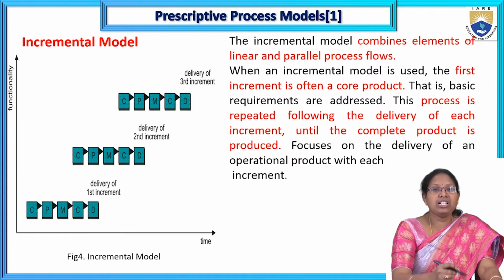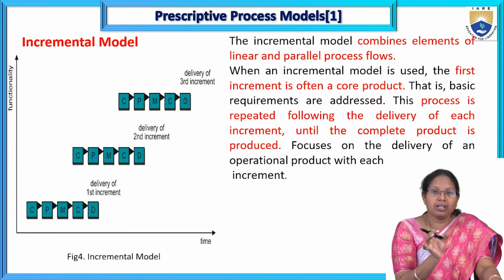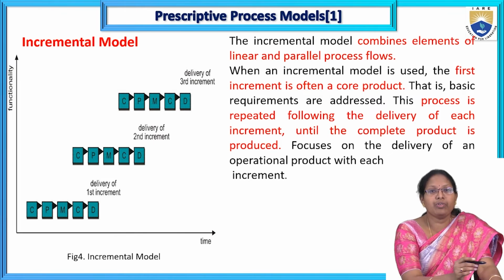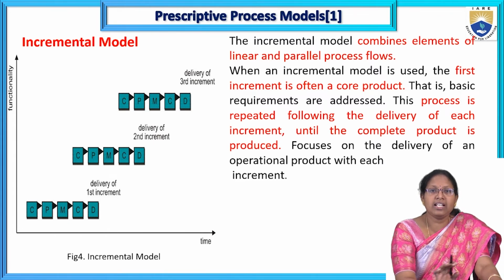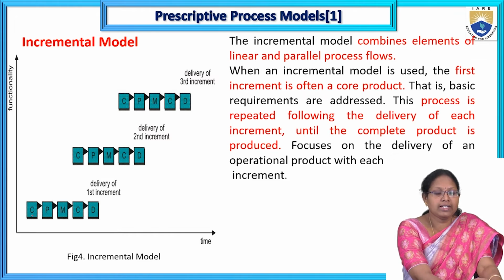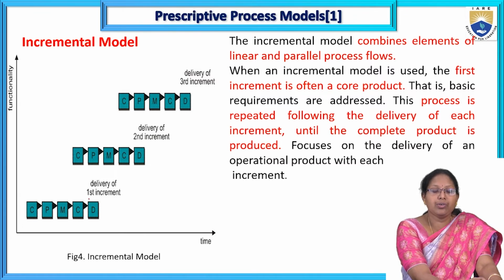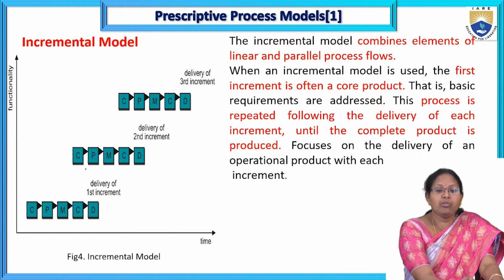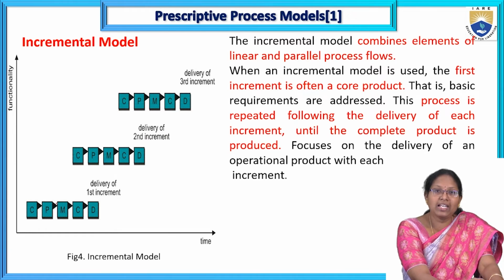So incrementally, one part of the total product, the modules, are the tasks. In the actual linear model, a task is first completed, then we go for the second task, then the third task. But here the first task contains the same sequential, linear flow: communication, planning, modeling, construction, deployment. So task one contains five phases, and these five phases are also there for the second task. Next we go for the third task, but those are also going parallelly.